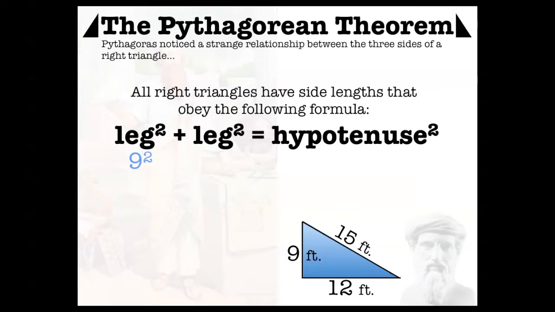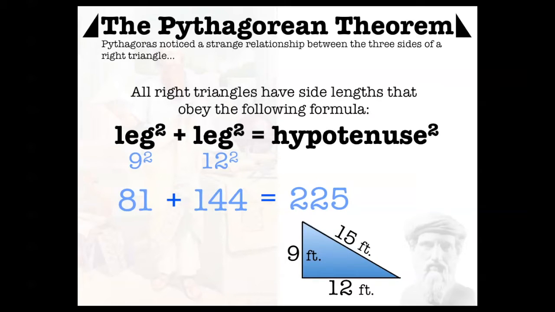One leg squared would be 81. Another leg squared would be 12 squared, and that's 144. When you add those two together, 81 plus 144, you get 225. And that number has to be the hypotenuse squared. So that number happens to be 15 squared, so the hypotenuse must be 15. And it works for every single right triangle in the universe. It's true. There has never been a right triangle that does not obey that formula.